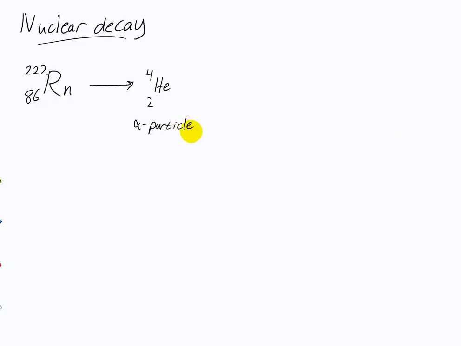And that's a certain type of radiation, alpha particles, a beam of alpha particles, and we're going to see some alpha emitters in a minute. All right, so then what happens to the radon if it's released this alpha particle? How do the numbers change on the radon nucleus?